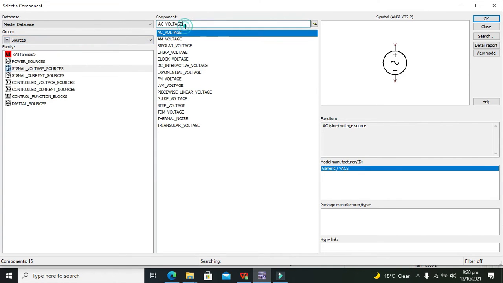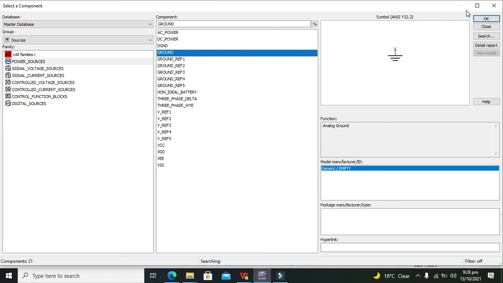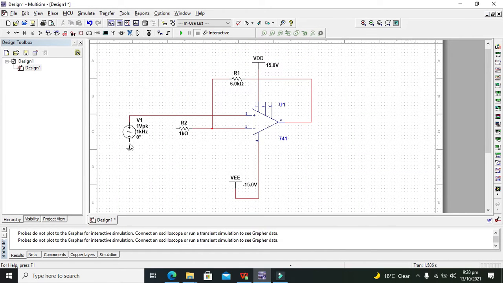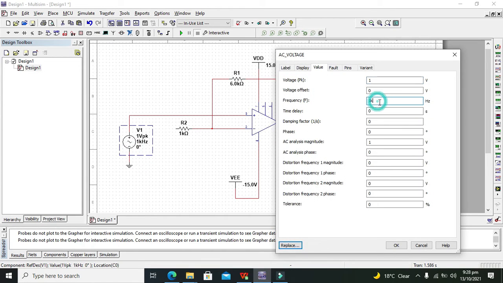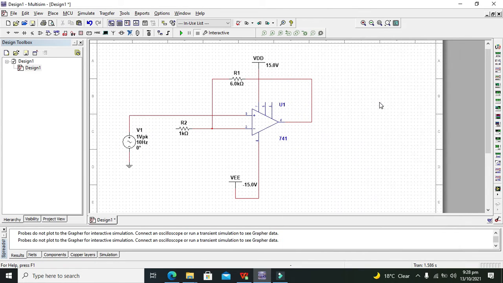Now we also need to reduce the frequency to 10 hertz, not more than that. We don't need it like that. Now the 1K also needs to be connected with the ground.